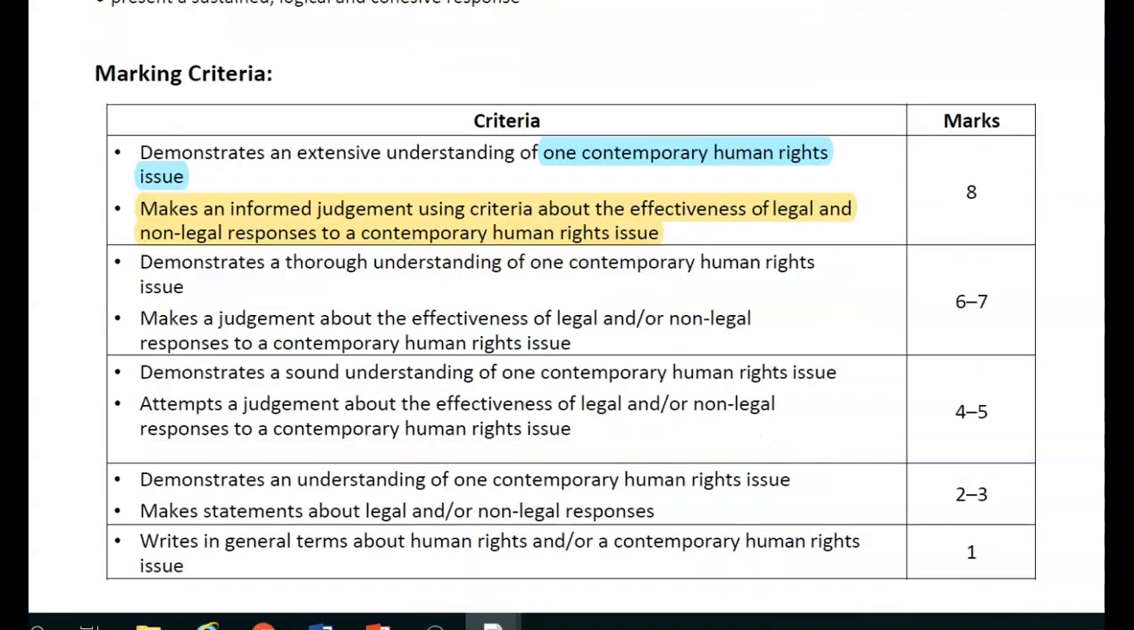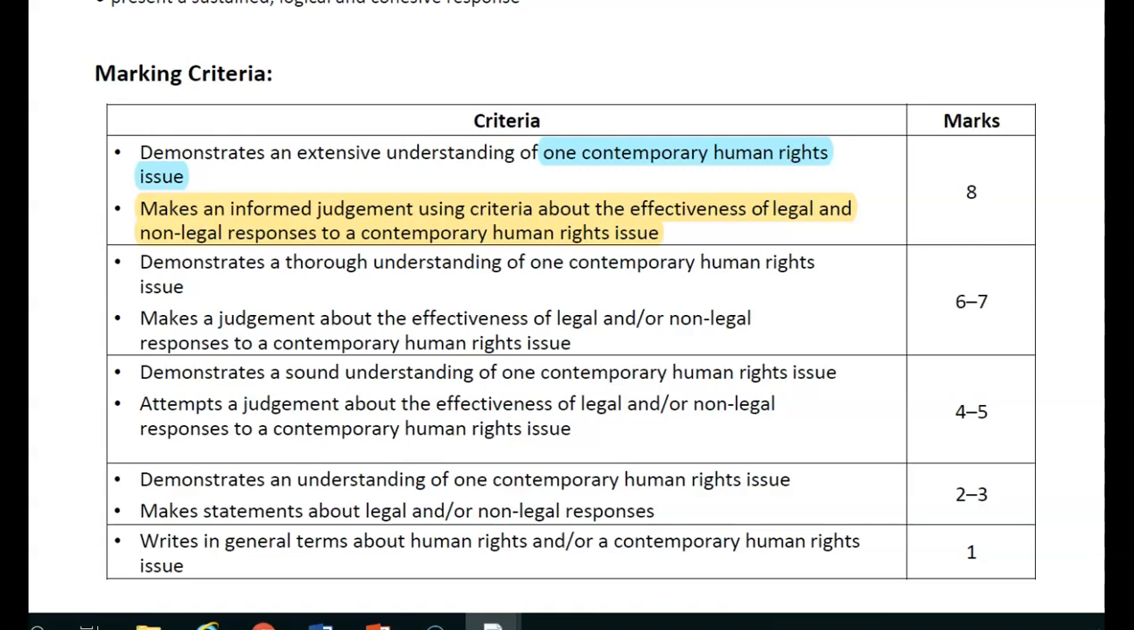So you can see in the marking criteria, if we're looking at the top mark range, students need to demonstrate an extensive understanding of one contemporary human rights issue. So that's clearly connected to the syllabus. But in order to demonstrate that they have evaluated, they must make an informed judgment using criteria about the effectiveness of legal and non-legal responses to a contemporary human rights issue.